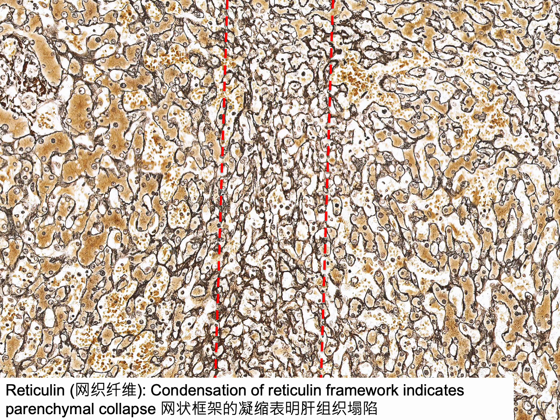Furthermore, the reticulin stain is helpful in distinguishing between bridging necrosis and bridging fibrosis. In cases of bridging necrosis, the stain reveals the condensation of residual, loosely aggregated reticulin fibers, whereas this feature is absent in bridging fibrosis.